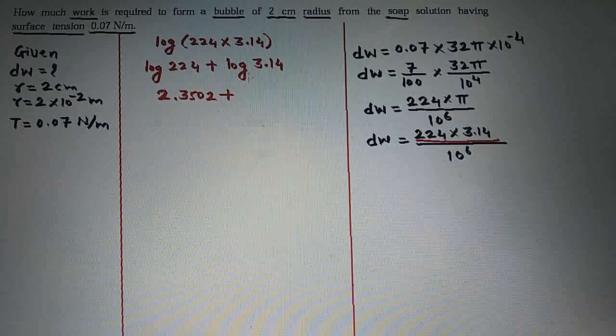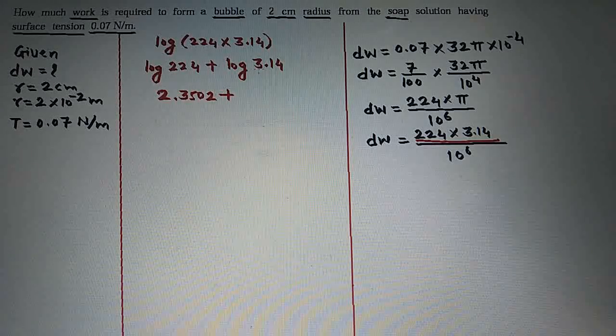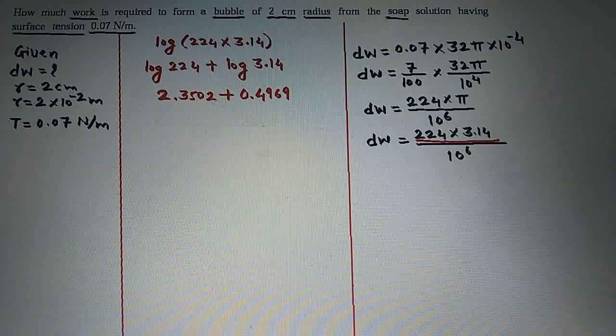Plus next we will find out the log of 3.14. So first of all we will take characteristics. So in integer part there is only one digit here. So 1 minus 1, characteristic will be 0. Next we will find out the mantissa of this 314, and that mantissa is 4969. Next we will do the addition here of this.